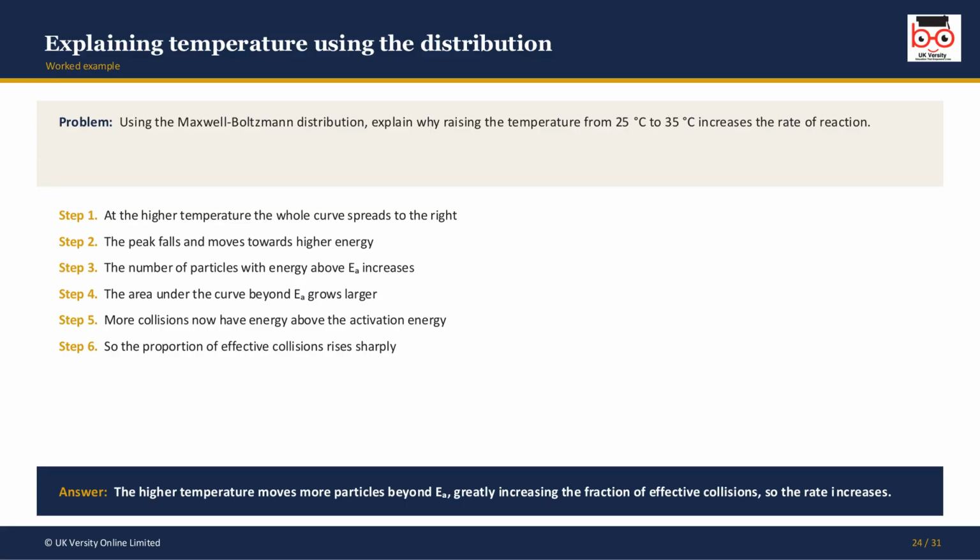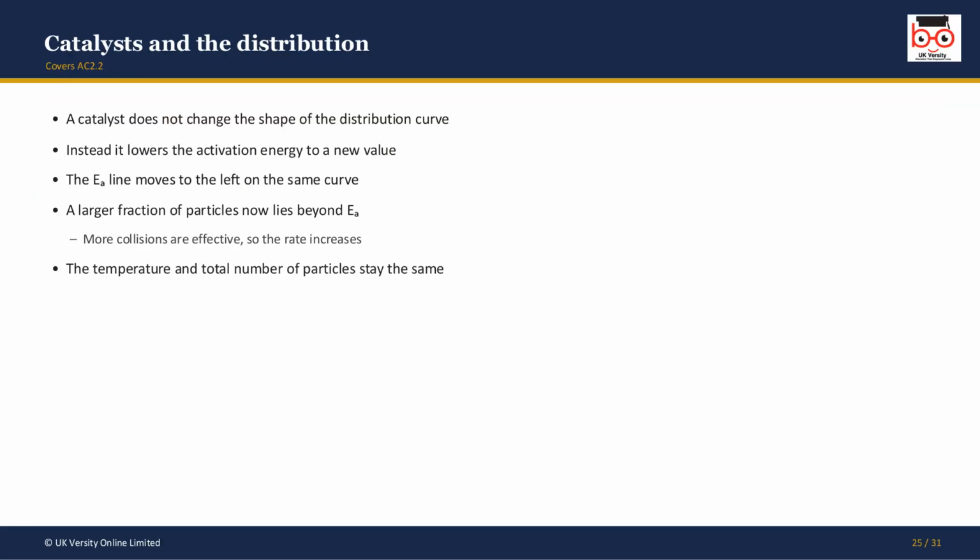Let's use the distribution to explain a real rate change, going from 25 to 35 degrees Celsius. At the higher temperature, the whole curve spreads to the right, and its peak drops and moves to higher energy. The number of particles with energy above the activation energy increases, so the area under the curve beyond that point grows. More collisions now clear the activation energy, so the proportion of effective collisions rises sharply, and that's why the rate increases with temperature.